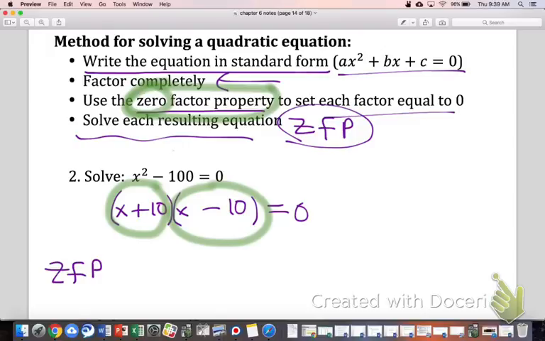I'm thinking of two numbers, and if you multiply them together, you get 0. What's one of the numbers? You'd have to say 0, wouldn't you? That's the zero factor property, because anything times 0 is 0.